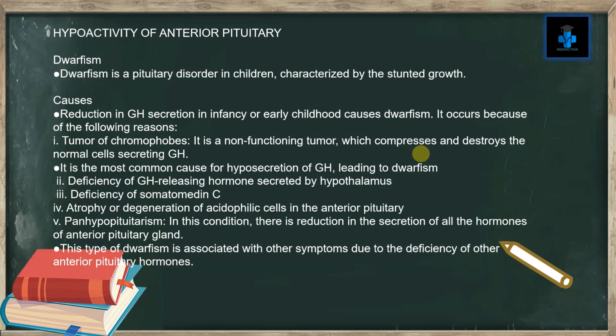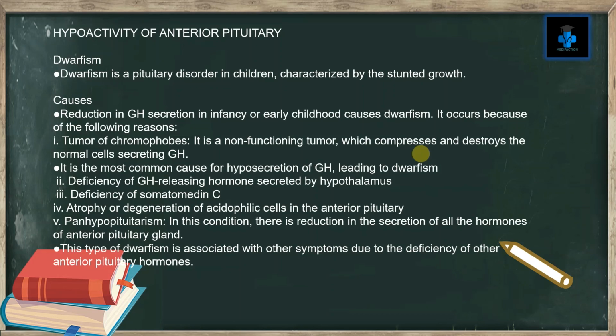The causes are reduction in growth hormone secretion in infancy or early childhood causes dwarfism. It occurs because of the following reasons. Number 1, tumor of chromophobes. It is a non-functioning tumor which compresses and destroys the normal cells secreting growth hormone. This is the most common cause of hyposecretion of growth hormone leading to dwarfism.